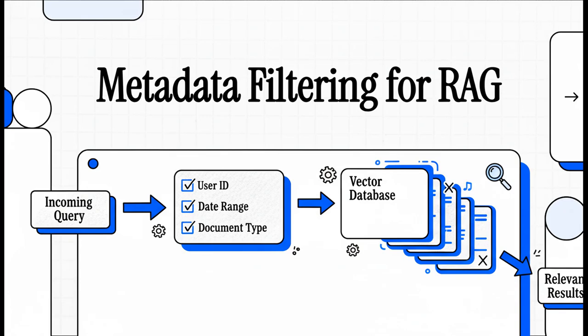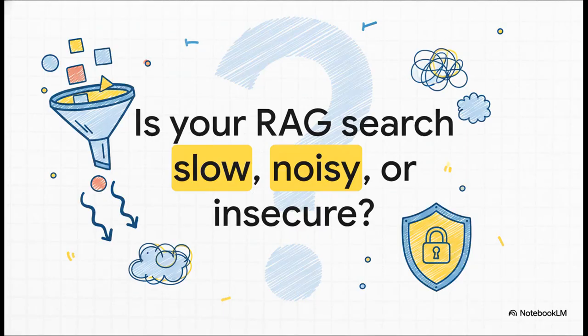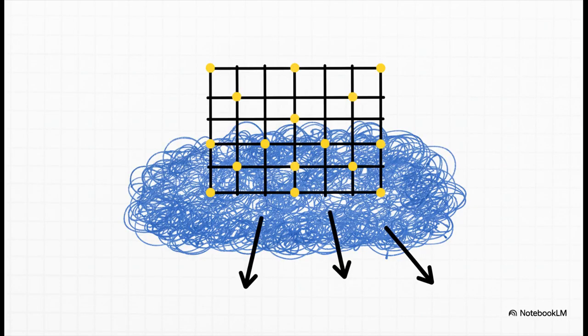Welcome to the Explainer. Today, we're going to dive into a really crucial technique for anyone building with Retrieval Augmented Generation, or RAG, and that is metadata filtering. So, if you're an AI builder, this probably sounds familiar, right? Your vector search is returning irrelevant results, it's taking way too long, or maybe even worse, it's showing data that it absolutely shouldn't. Well, there's a really elegant and powerful way to solve these problems.